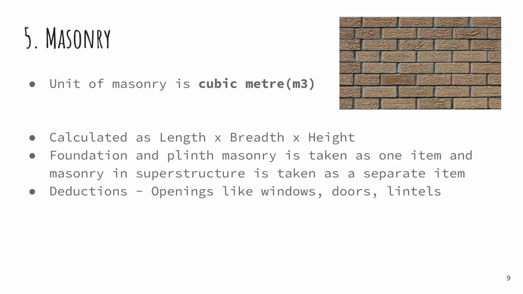Okay, so the next one is masonry. So the unit of masonry is cubic meters, and it's calculated as length into breadth into height. And one usual practice is that the foundation and the plinth masonry is usually taken as one item, and the masonry of the superstructure is taken as a separate item. And we also have to remember that there are certain deductions that we have to make while calculating the quantity of masonry, like when we have openings like windows, doors, lintels, etc. These have to be deducted from the quantity of masonry.